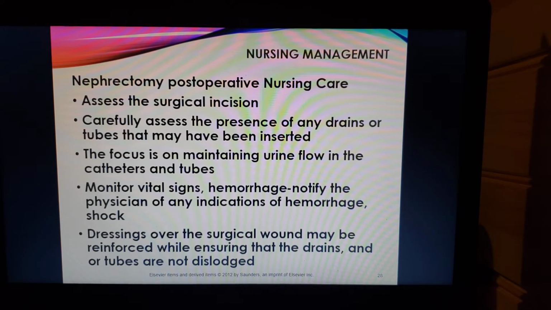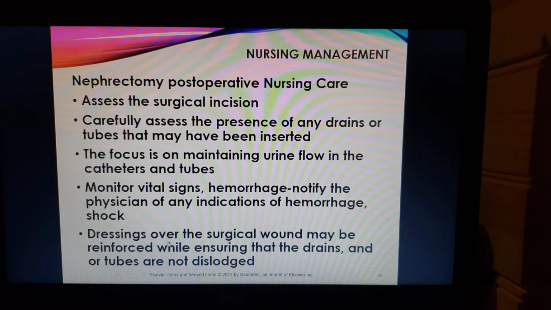You want to carefully assess the patient for any drains present, or any tubes that may have been placed during surgery. Your priority is on maintaining urine flow through any catheters or tubes. We must always be monitoring for our tubes to be patent. Of course, you're going to monitor vital signs, monitor for any signs and symptoms of hemorrhage. If you have any, you notify the physician and monitor your patient for shock.